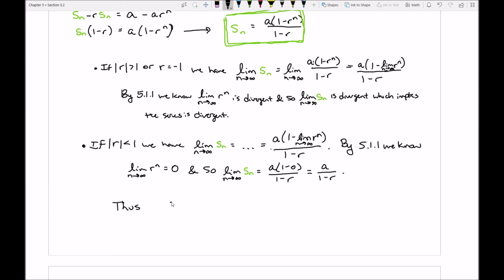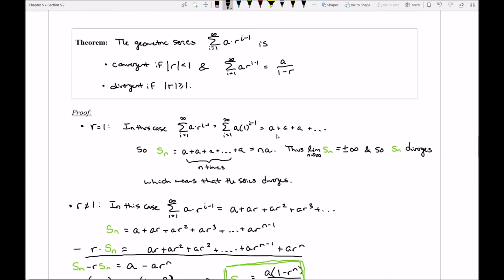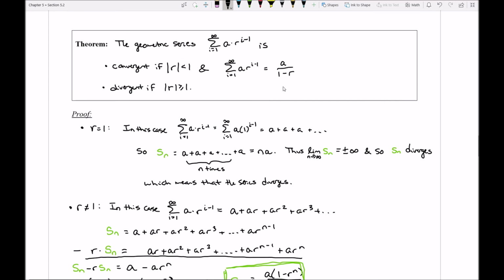So I can say thus, our series, which was the sum of a times r to the i minus 1, converges, and remember, it's got to be equal to whatever we found for the limit of our s sub n, which means that the sum of the series is a over 1 minus r. And that's exactly the formula we had here in this box.